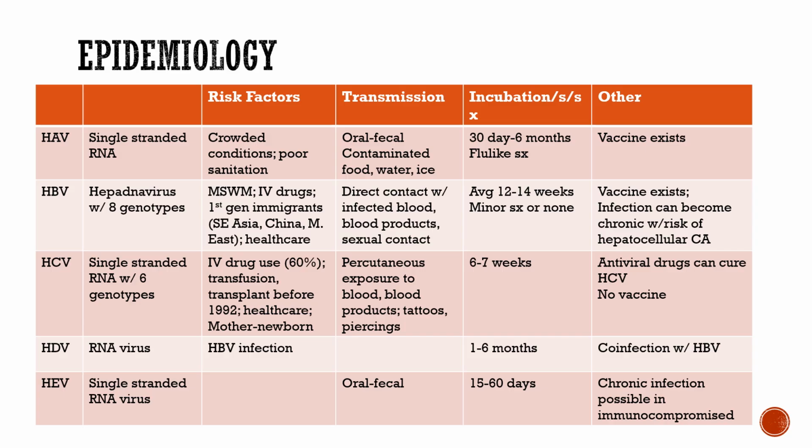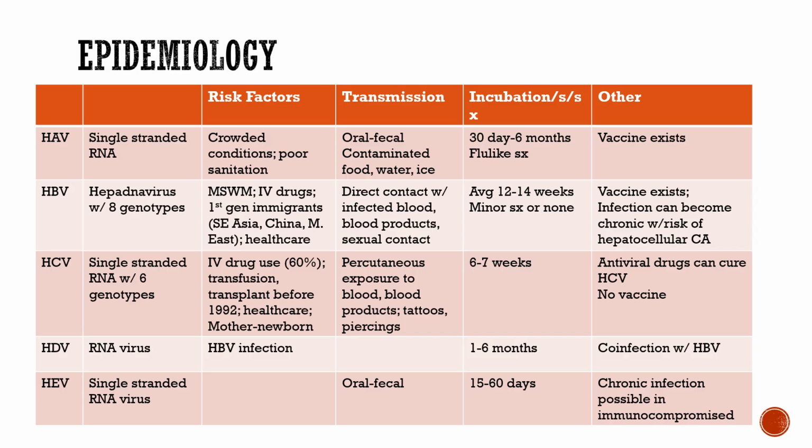A vaccine exists, and all newborns are vaccinated at the time of birth, at 30 days, and then at 6 months. Chronic hepatitis B infection can occur when a person does not convert to an antibody, and with that comes the risk of hepatocellular carcinoma.